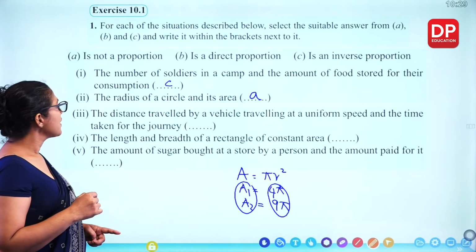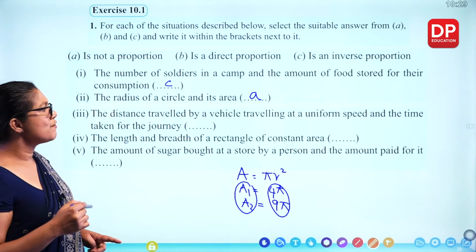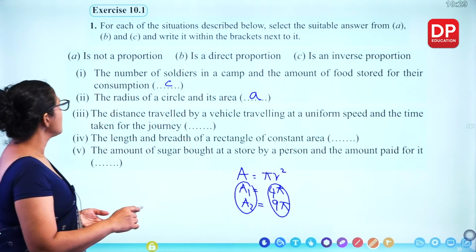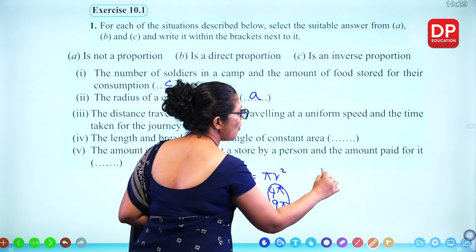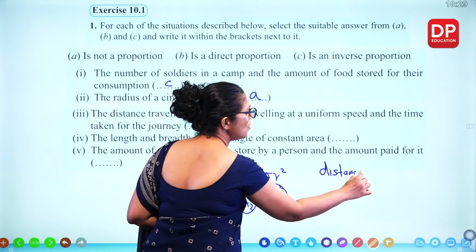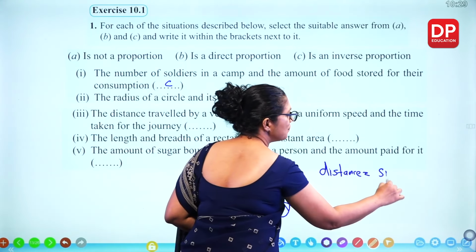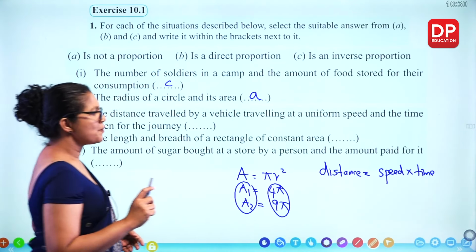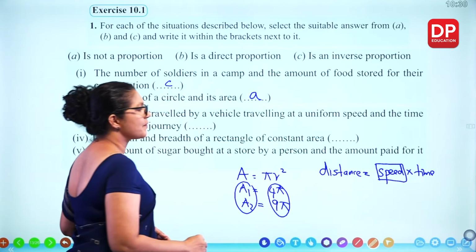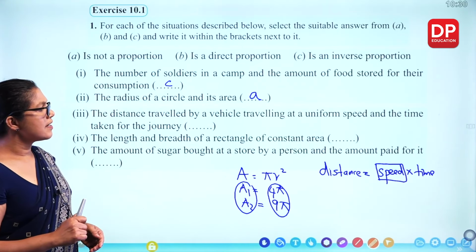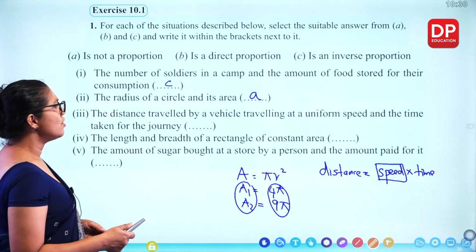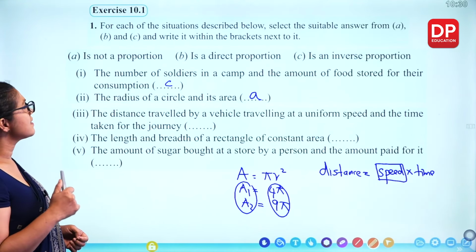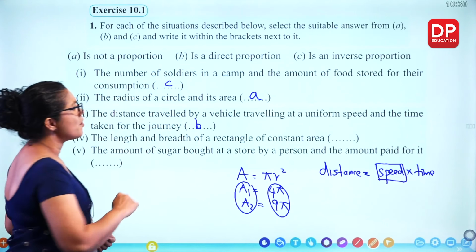Now look at third part. The distance travelled by a vehicle travelling at a uniform speed and the time taken for the journey. So the speed is the same. So here distance is there. So what's the formula? Distance is equal to speed into time. Now it says travelling at a uniform speed. So this is a constant value. So what happens? Distance increases, the time also increases. So here, is it a direct proportion? Yes, it's a direct proportion.